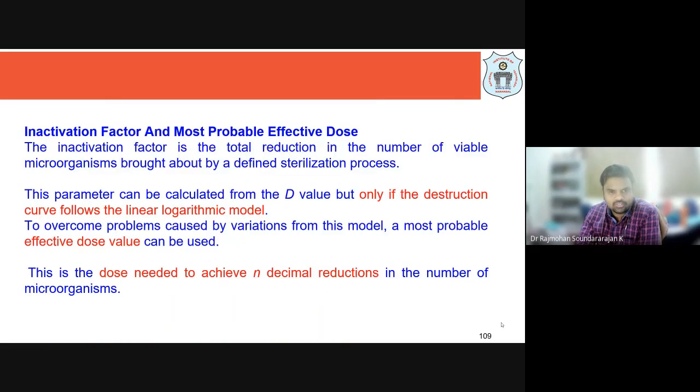And there is the inactivation factor which I told you, and the most probable effective dose. What is that one? The inactivation factor is the total reduction in the number of viable microorganisms brought about by the defined sterilization process. So this parameter can be calculated from the D value, but only if the destruction curve follows a linear logarithmic model. To overcome this problem caused by the variation from this model, a most probable effective dose value can be used. What is this most probable effective dose? This is a dose needed to achieve n decimal reductions in the number of microorganisms.